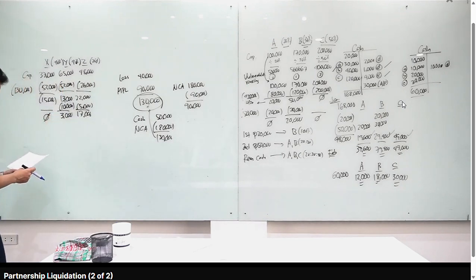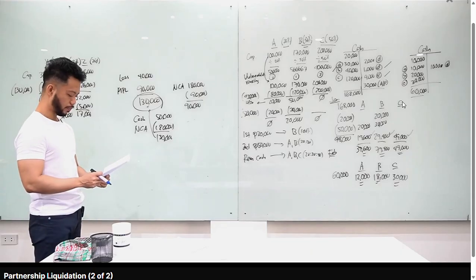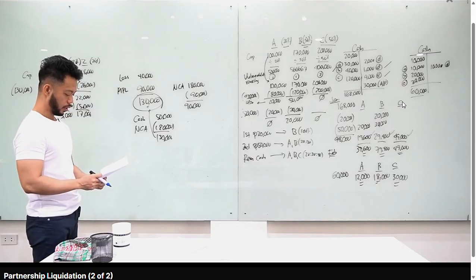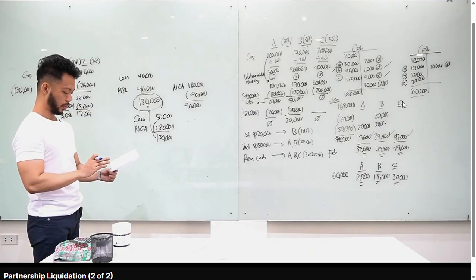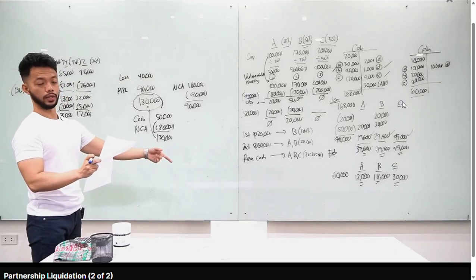Number 22, assume that 3,000 cash is to be withheld. The respective partners would then receive. Okay? So, numbers 22 and 23 are related to 21. Okay, so 22 is related to 21.